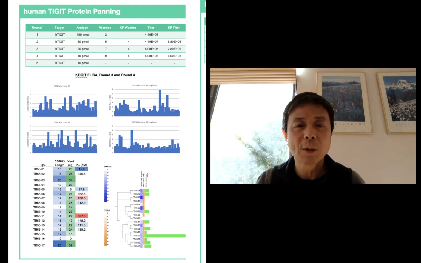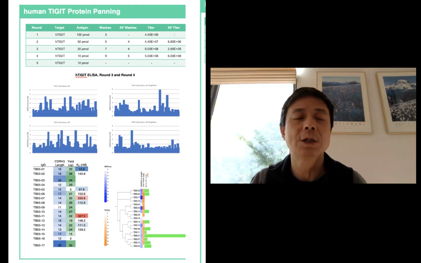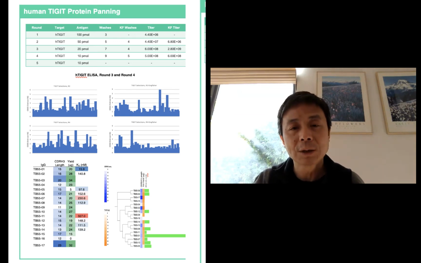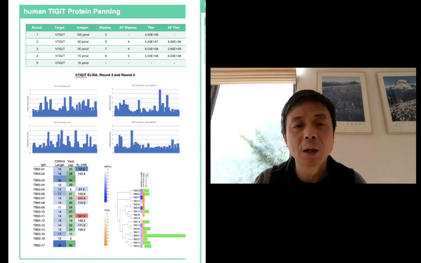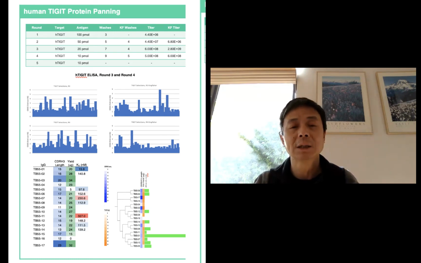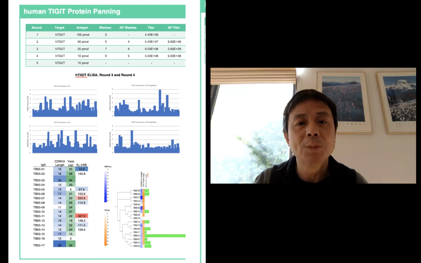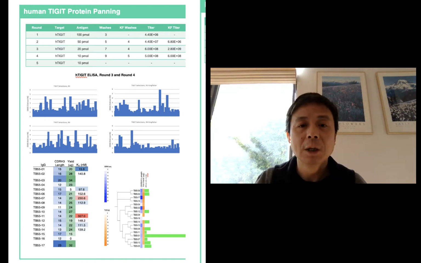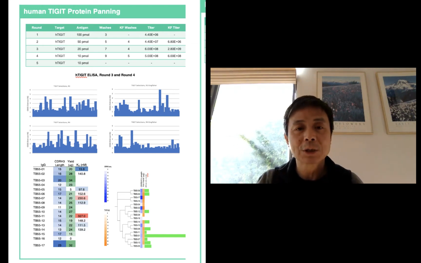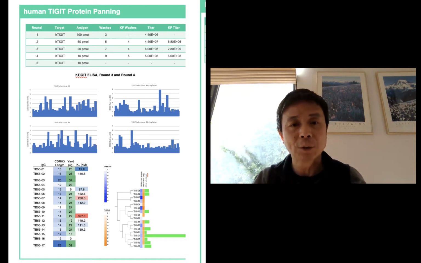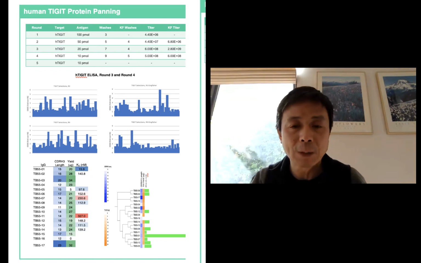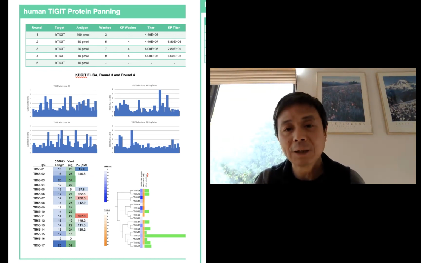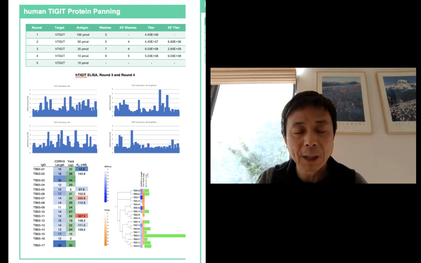Here is one soluble protein selection example, the human TIGIT protein. As you can see, we only did 4 rounds of panning. We started with 100 picomoles as the antigen amount, and then decreased the antigen by 2-fold for each subsequent round of selection. For both round 3 and round 4, we identified many unique specific binders.